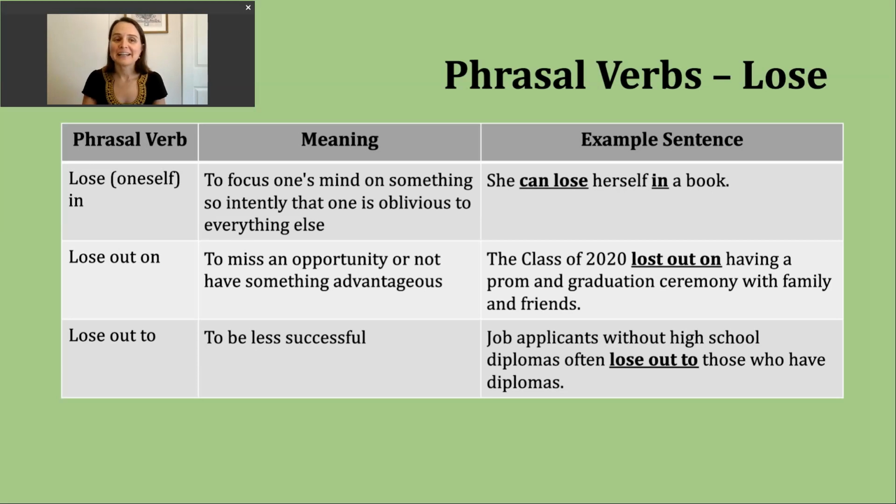Another phrasal verb you might hear is to lose out on. This means that someone is missing an opportunity or not having something advantageous happen for them. This really kind of connects back to that sixth definition we looked at a few minutes ago. An example of this could be the class of 2020 lost out on having a prom and graduation ceremony with family and friends.